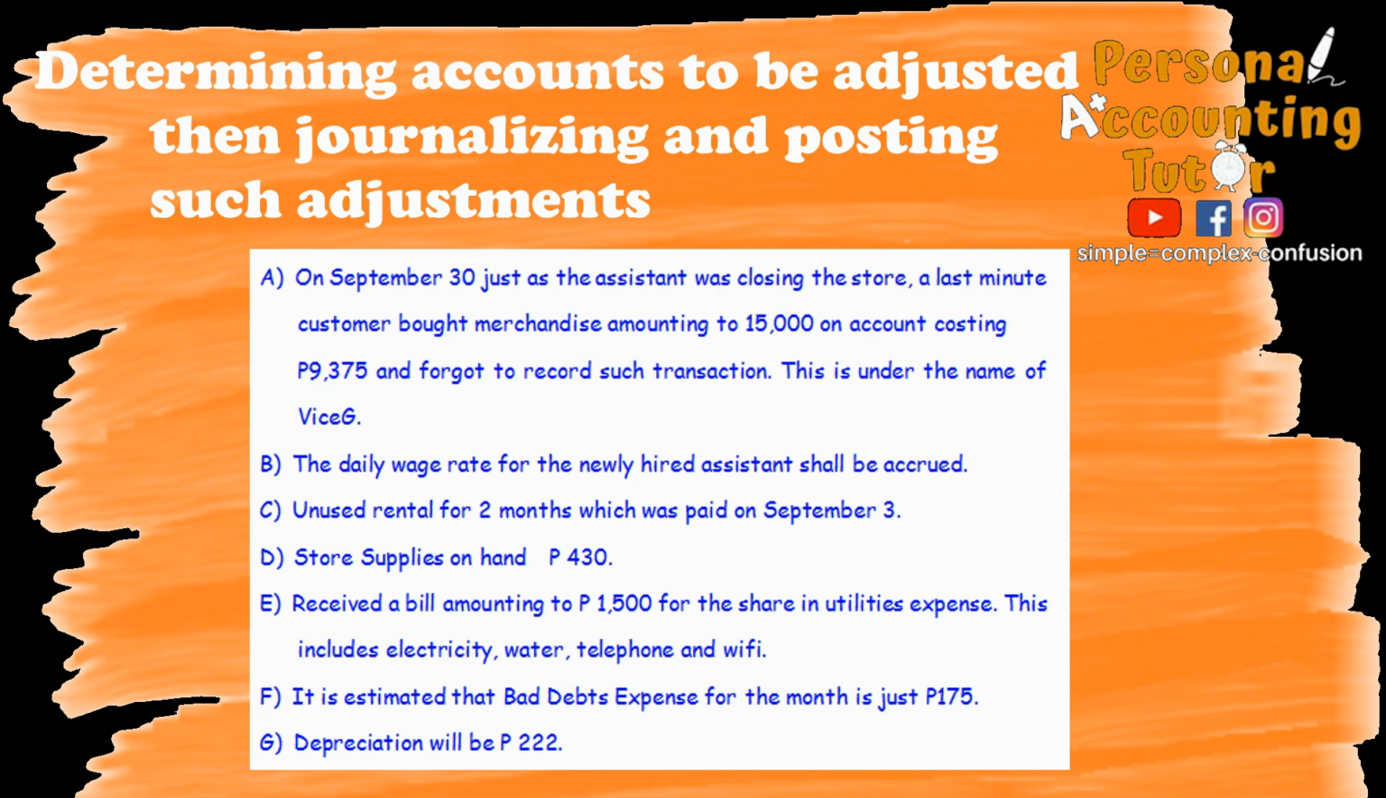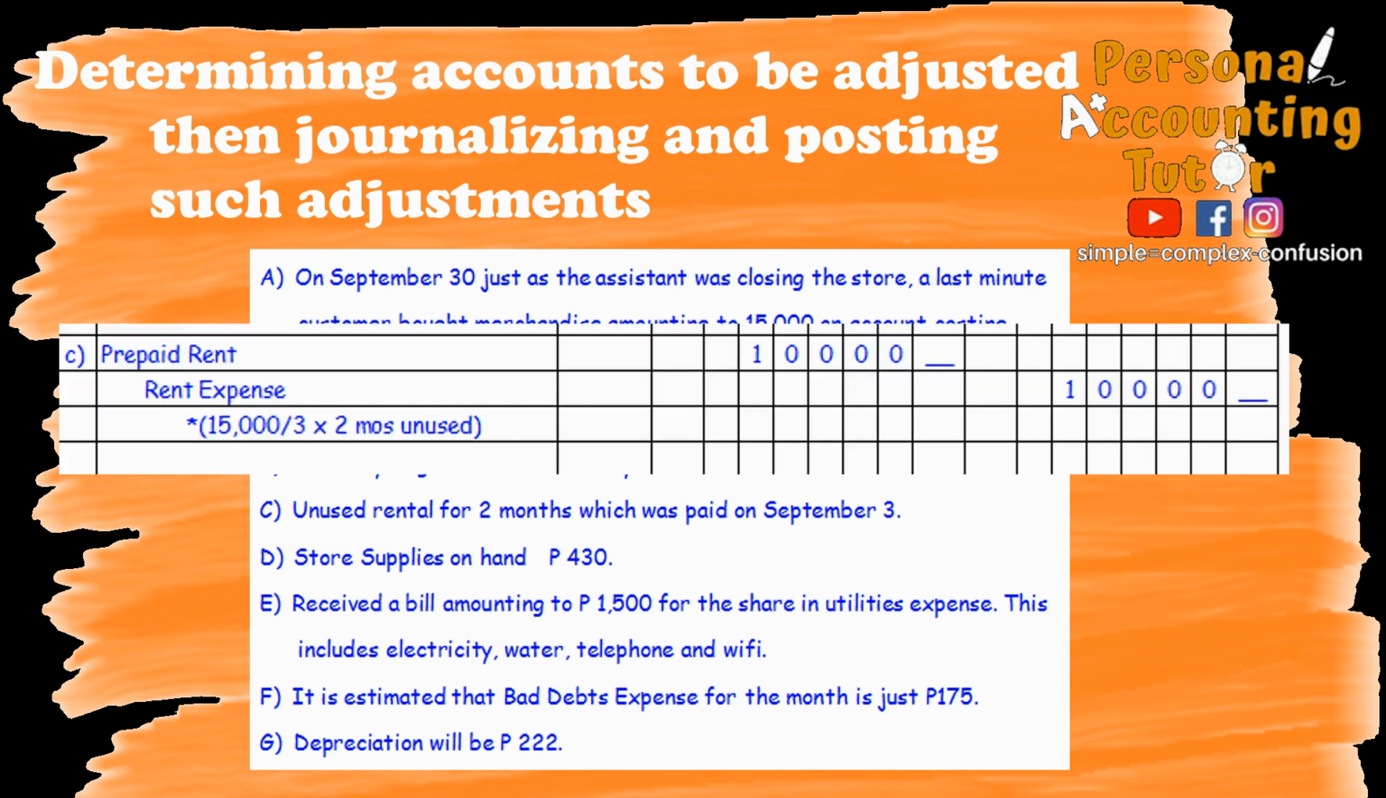For C, since we use the expense method, meaning we recognize all of the 15,000 as a rent expense when Forever Young paid for it, then that makes the rent expense account overstated or sobra. Because the expense is only for the month of September, we need to decrease rent expense by 10,000, which is also equal to the 2 months unused rental payment. So record the unused rent as an asset using the account prepaid rent by debiting or increasing such for 10,000, then crediting or decreasing rent expense for the same amount.